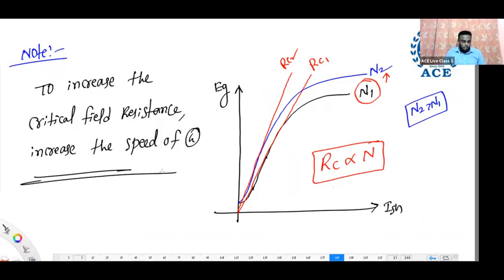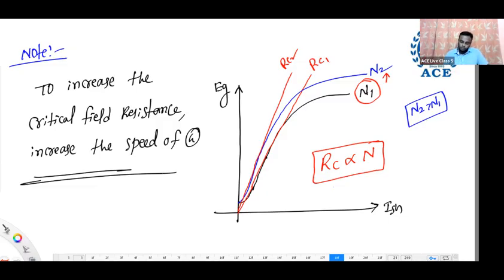See, these are the 4 conditions suitable for all self-excited generators: shunt generators, series generators, compound generators. But if it is a series generator, one more condition is required. Otherwise, voltage will not build. What is that condition? If it is a series generator, to build voltage, one more condition is required. What is the one more condition for series generator?